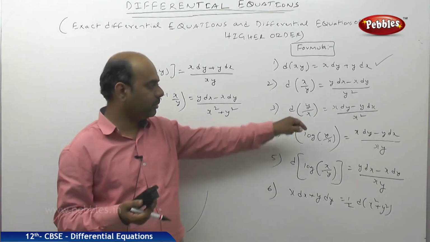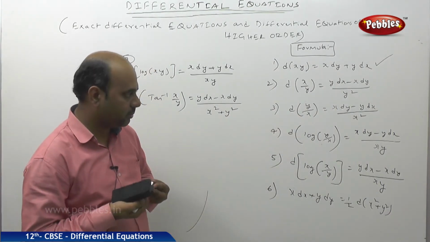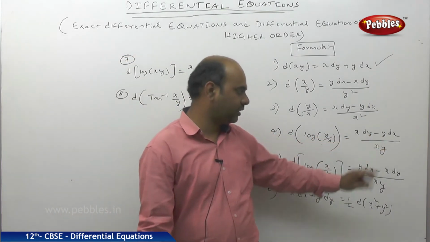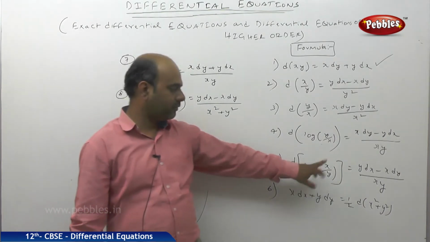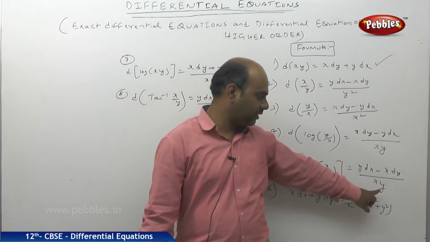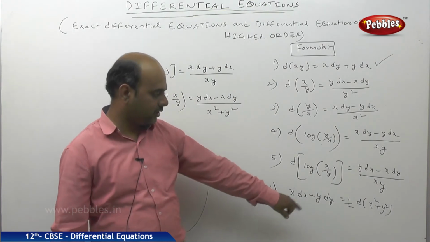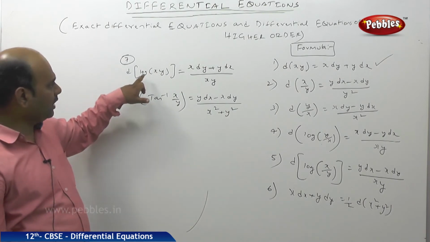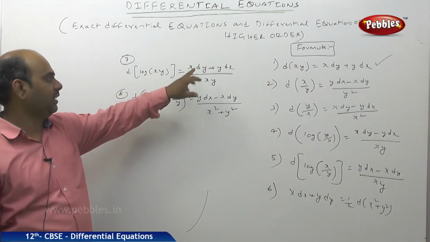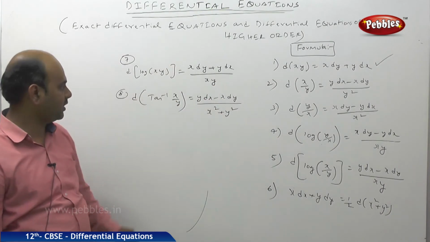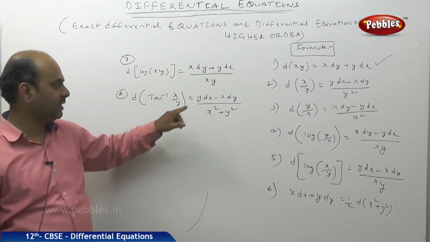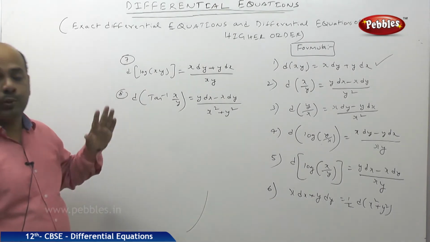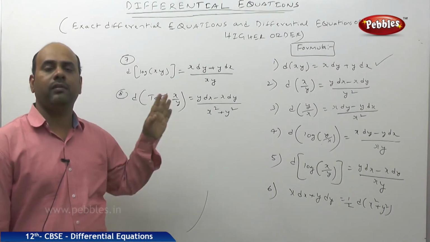So d of y by x means (x dy minus y dx) by x square, and d of log of y by x means you can write as (x dy minus y dx) upon xy, and d of log of x by y means I can write as (y dx minus x dy) by xy, and x dx plus y dy is equal to 1 by 2 d of (x square plus y square). And here also d of log of xy means I can write as (x dy plus y dx) by xy, and d of tan inverse x by y means I can write as (y dx minus x dy) upon (x square plus y square). You please remember these results for solving various problems.